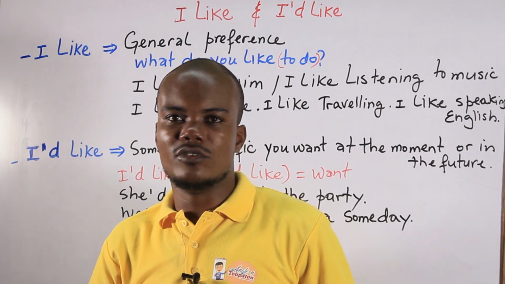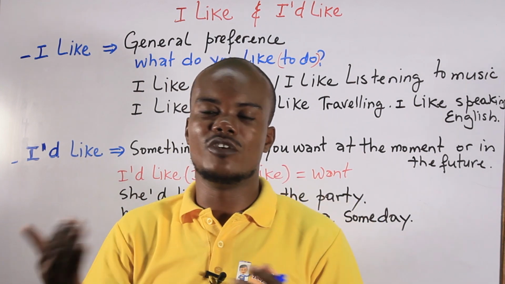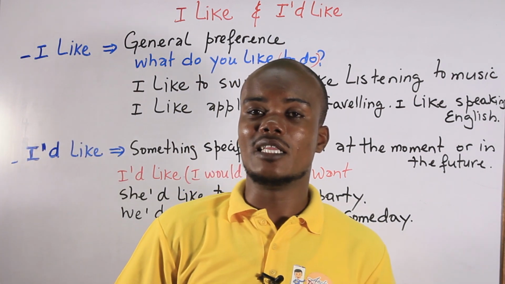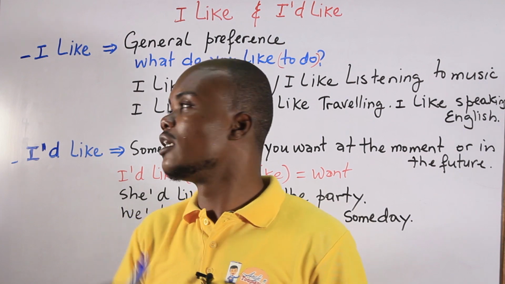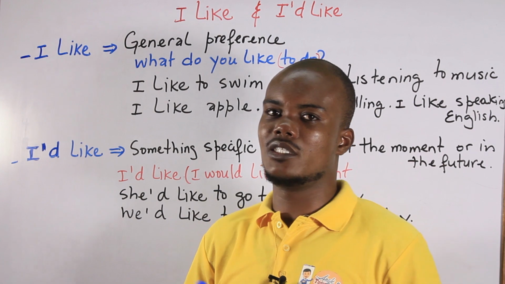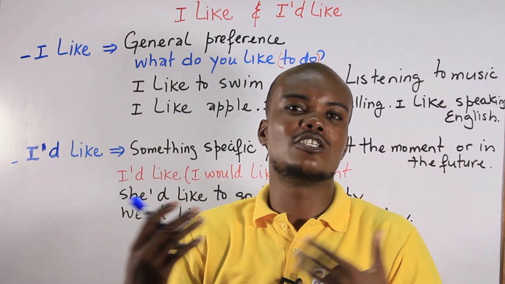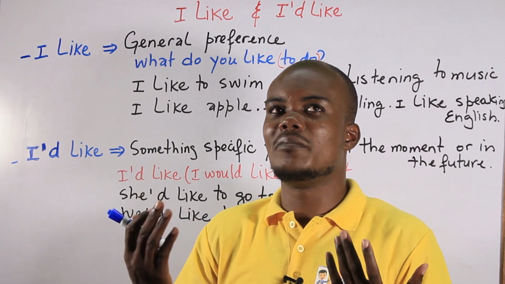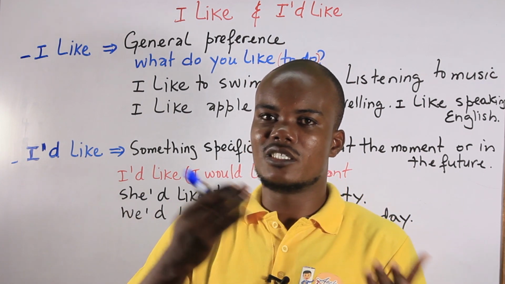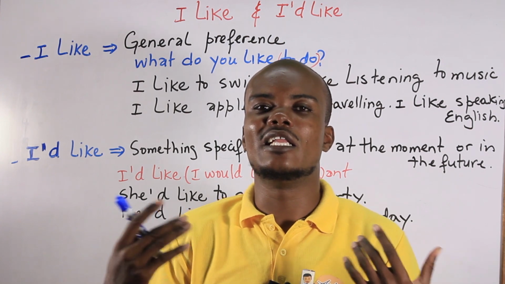I like. Maybe another time we did a video for I like and I love, the difference between both verbs. But today we talk about the difference between I like and I'd like. I like is used for general preference, when you're talking about what you generally like. I mean, as a habit, you love this and you love that. When you're talking about them generally, you can say I like.